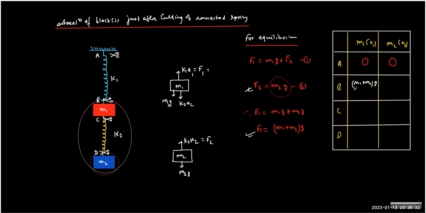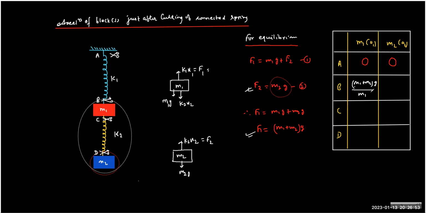And how do we find acceleration? Net force upon mass. So the mass of M1 only, no? This is the net force on M1. So the acceleration will be net force upon mass. That's it.